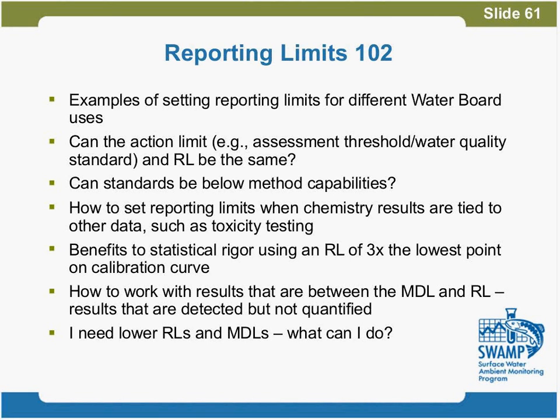And then this is one I think is interesting, but maybe wouldn't be interesting to you guys, which is how to work with results that are between that method detection limit and the reporting limit, so that detected but not quantified. Can I use those? Are they considered estimated? When can I use them? When can I not use them? Can I use them as a first-line defense? Can I use them as second-line defense? So those type of things I think would be interesting to go into. And finally then, I need lower reporting limits and MDLs. What can I do? There are sometimes cases where we can get labs to lower them, and sometimes it's just cost prohibitive to do that.